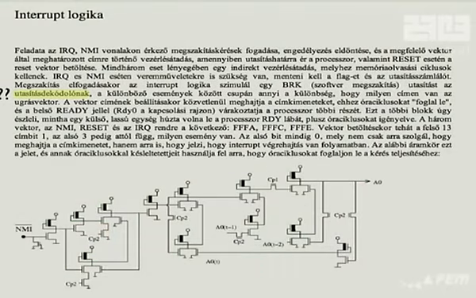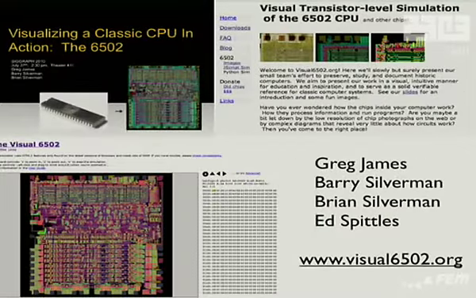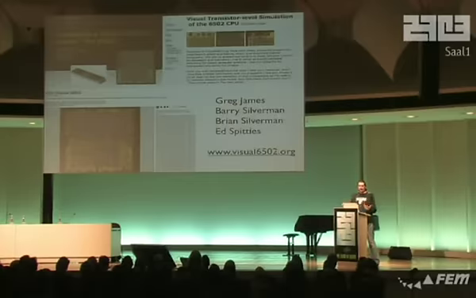But there were some other guys, Greg, Barry, Brian, and Ed, who just recently, so last year, they started about 1.5 years ago to do the whole thing again and properly and very high quality and debugging everything and making sure everything is completely correct. And these are the guys from the Visual 6502 project, which you have probably seen. So I'll tell you a little.